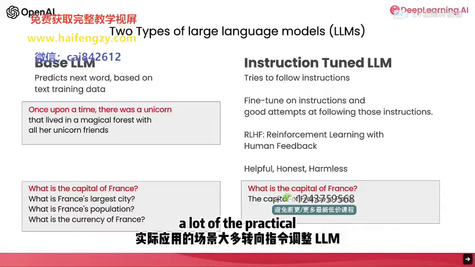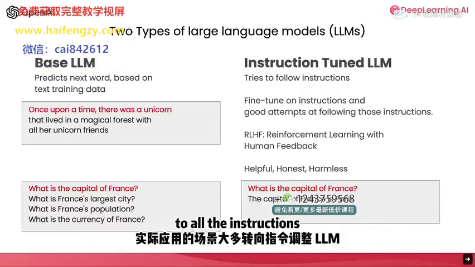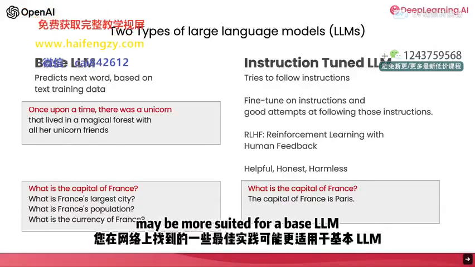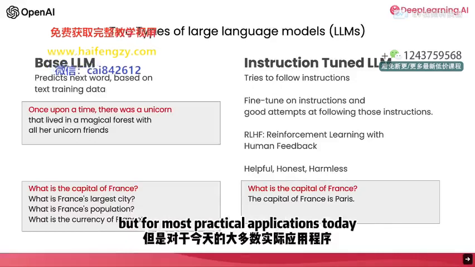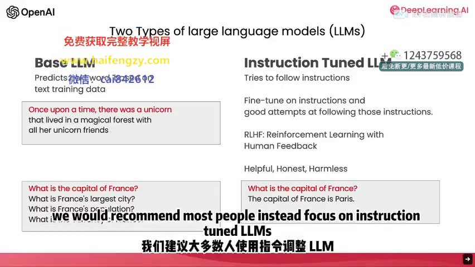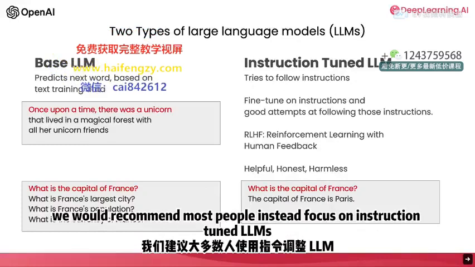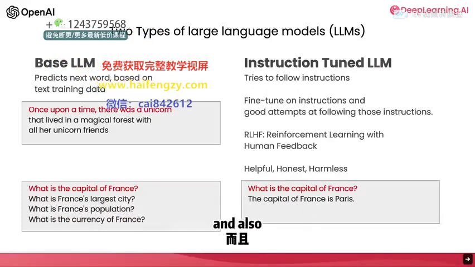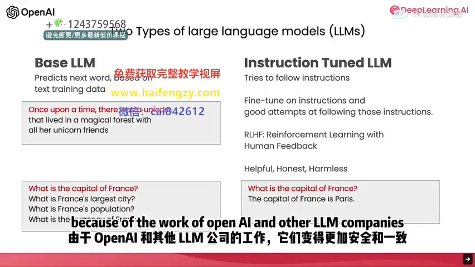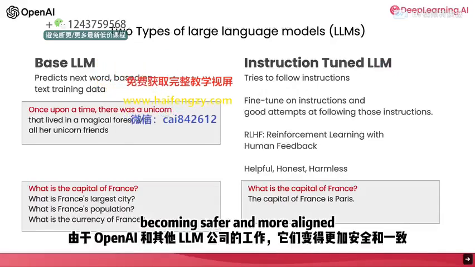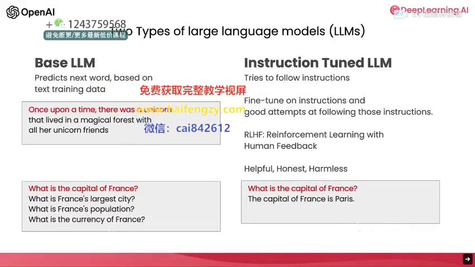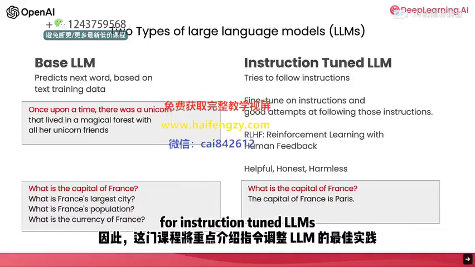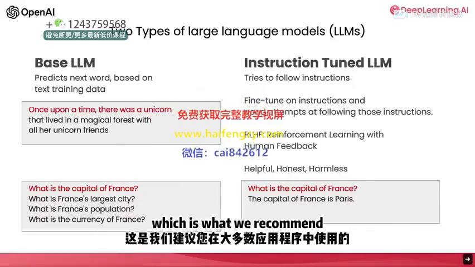A lot of the practical usage scenarios have been shifting toward instruction-tuned LLMs. Some of the best practices you find on the internet may be more suited for a base LLM, but for most practical applications today, we would recommend most people instead focus on instruction-tuned LLMs, which are easier to use, and also because of the work of OpenAI and other LLM companies, becoming safer and more aligned. So this course will focus on best practices for instruction-tuned LLMs, which is what we recommend you use for most of your applications.